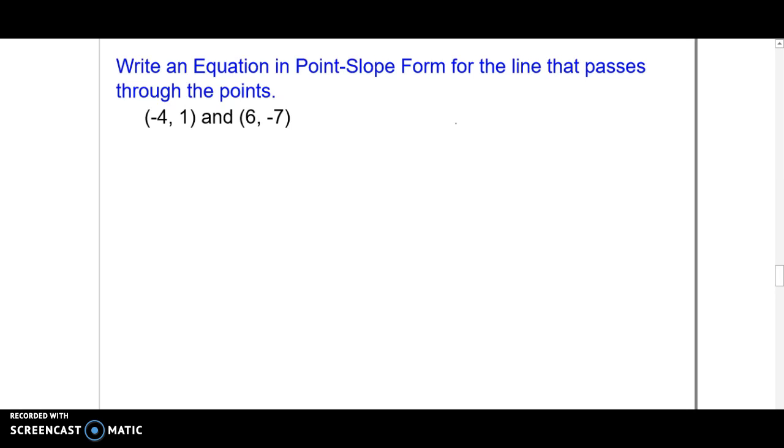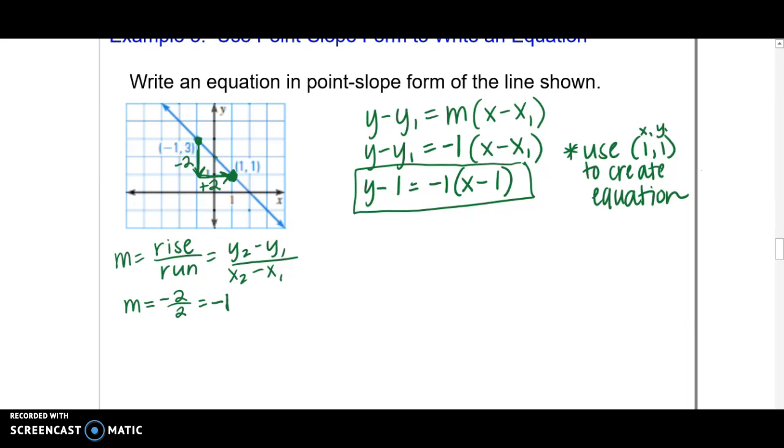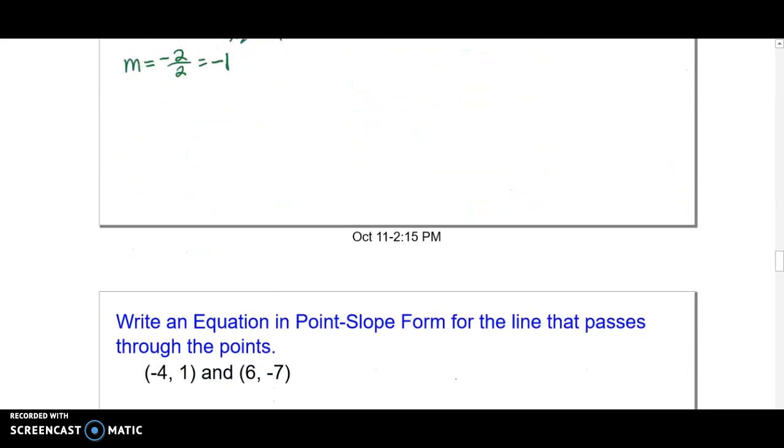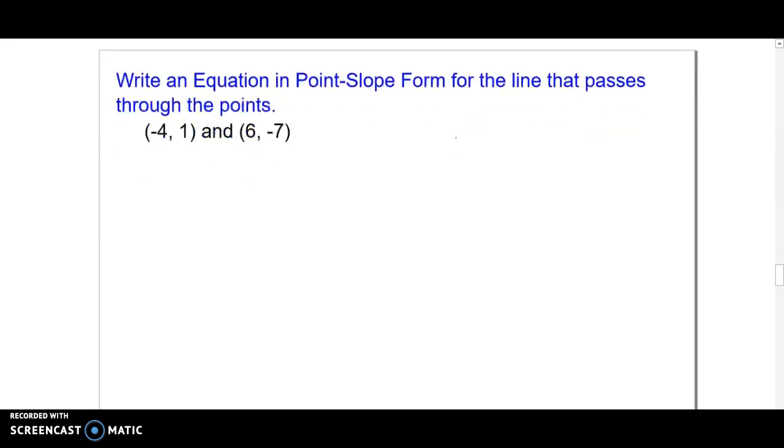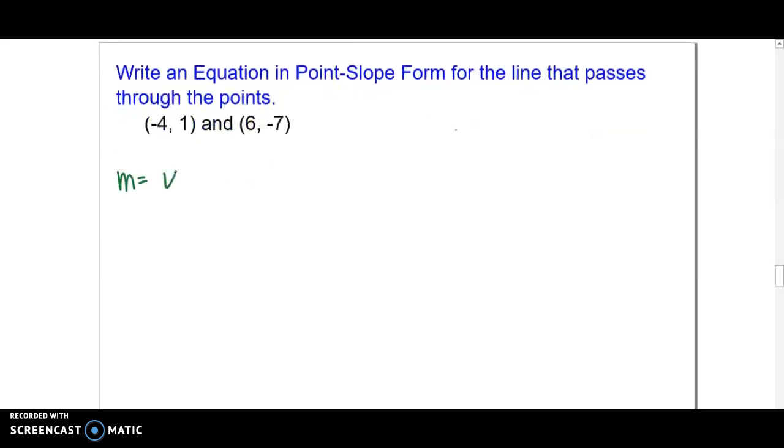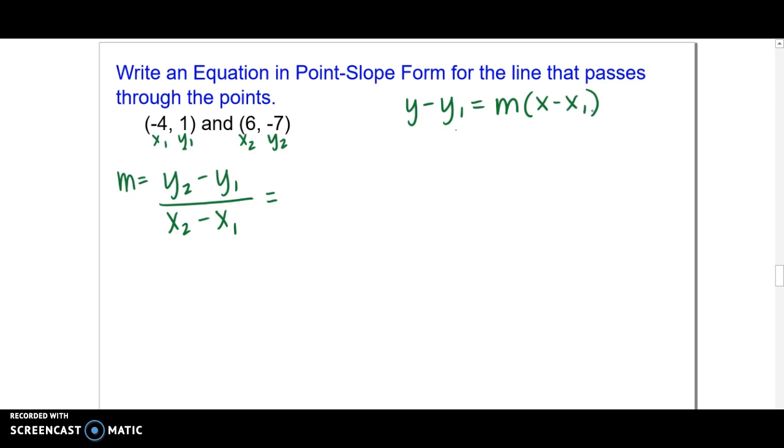Write an equation in point slope form for the line that passes through the points. This is very similar to the one above, guys. We can use y sub 2 minus y sub 1 over x sub 2 minus x sub 1 to find slope. We would label these x sub 1, y sub 1, x sub 2, y sub 2, and then we would just use one of these points to plug into our equation. So I'm going to give you guys a second to try that and find your equation, and then I'll show you my work.